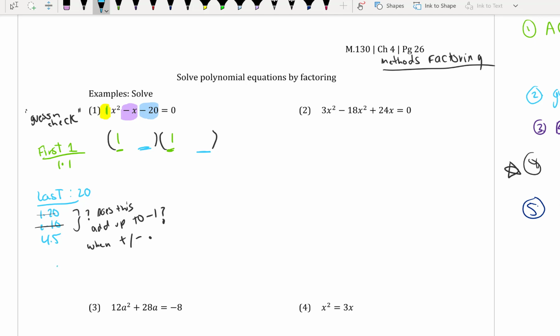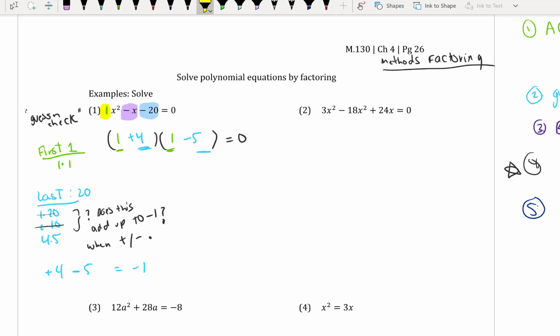Oh, well, if we have 4 and 5, and eventually want it to equal to -1, then I would need a -5 and a +4 in order for that to happen. So -5 plus 4 would give me a -1. So those are going to represent my last terms. So I'm going to have a +4 and a -5. And all of this is equal to 0.